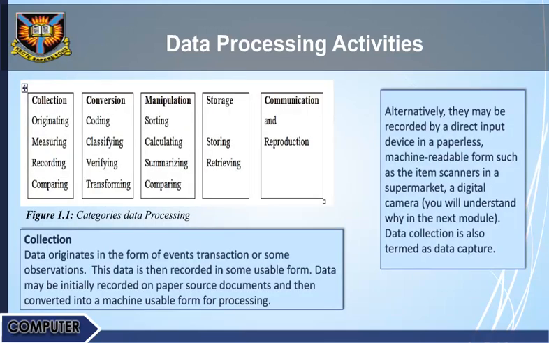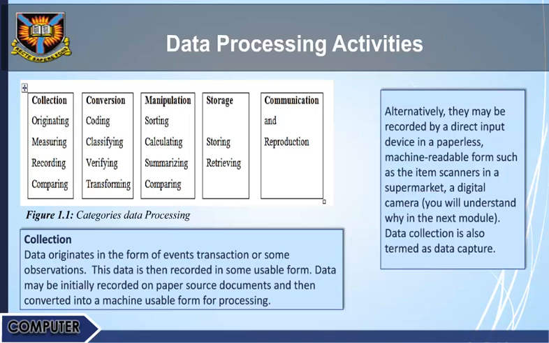Collection, originating, measuring, recording, comparing, conversion, coding, classifying, verifying, transforming, manipulation, sorting, calculating, summarizing, comparing, storage, storing, retrieving, communication, and reproduction. Figure 1.1, categories of data processing.